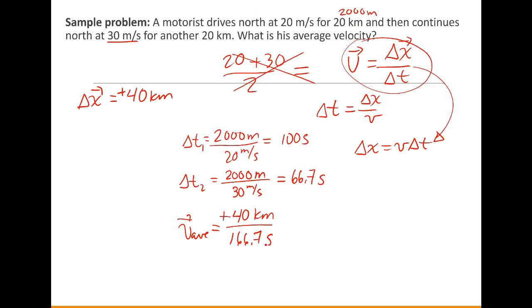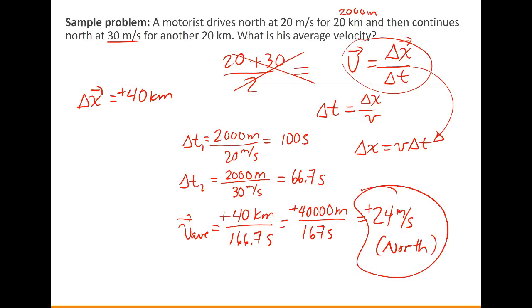166.7 seconds. And if you like, we can convert that into meters. So that's just 40,000 meters over 167 seconds or thereabouts. And we get about plus 24 meters per second. So north, as given by this problem.